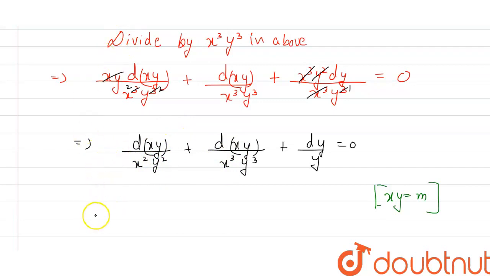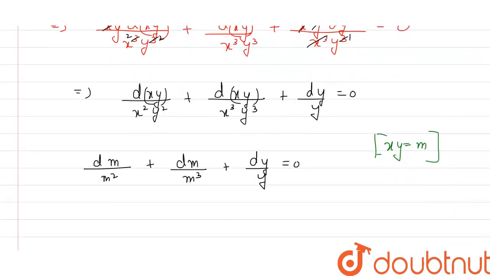So this will become dm, differentiation of m divided by, as we can see, x and y having the whole power as 2, so this will become m square, right? And plus, this will become dxy, again dm divided by m having the power of 3, and plus, let's write dy by y as same method is here. dy by y equals to 0. Now what I'm going to do, I'm going to integrate both the sides.